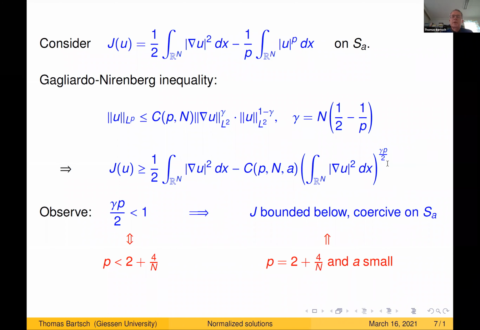There's also another setting when J is bounded below and coercive on the sphere, namely if p is equal to 2 + 4 over n, so you have a 1 here, but a is small, so that this coefficient is small, less than 1/2. Then you also have that J is bounded below and coercive. So in this mass subcritical case, of course, you can try to minimize the functional.